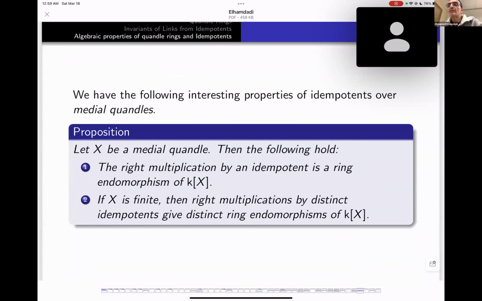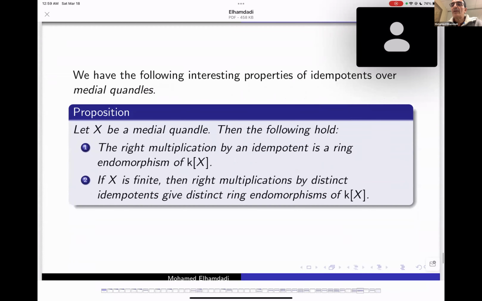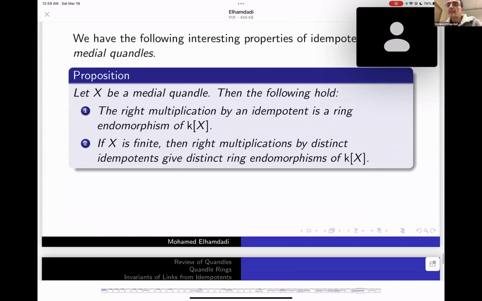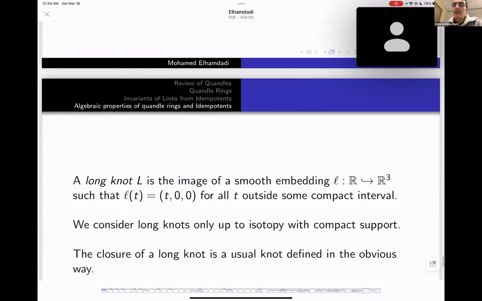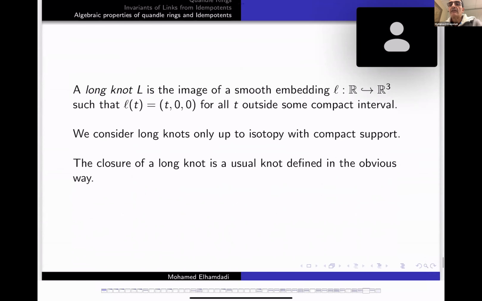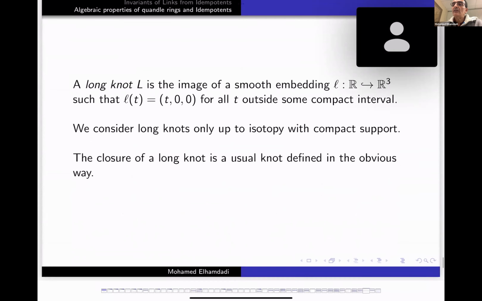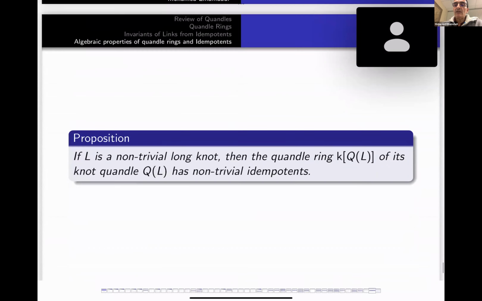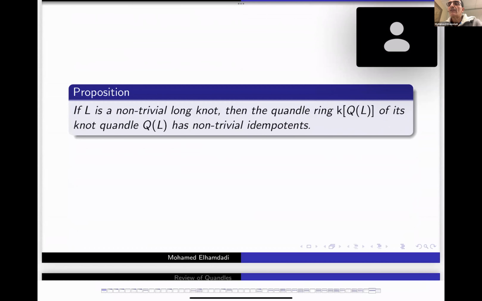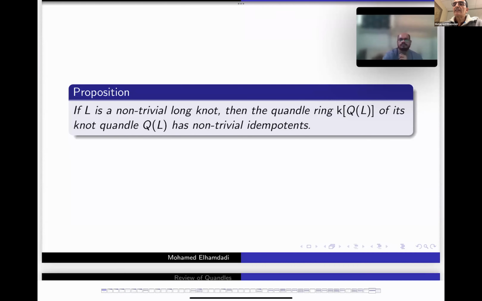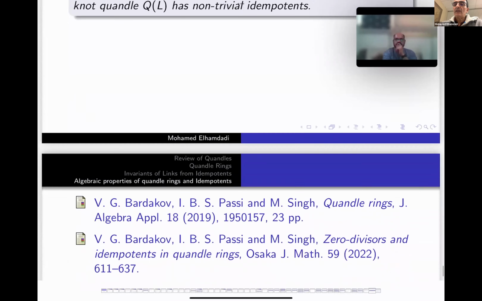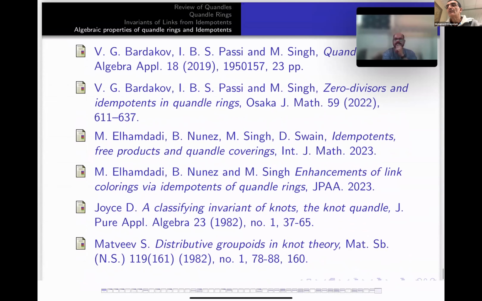We also proved some properties for idempotents. If X is a medial quandle, then the right multiplication by an idempotent is a ring endomorphism of the quandle ring. If X is finite, right multiplication by distinct idempotents gives distinct ring endomorphisms. And I'll finish with this. Consider long knots up to isotopy. Then we have the following proposition: if L is a non-trivial long knot, then the quandle ring of its fundamental quandle has non-trivial idempotents. And here are a couple of references, and thank you.